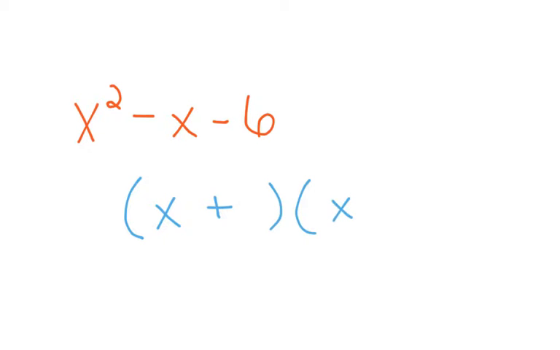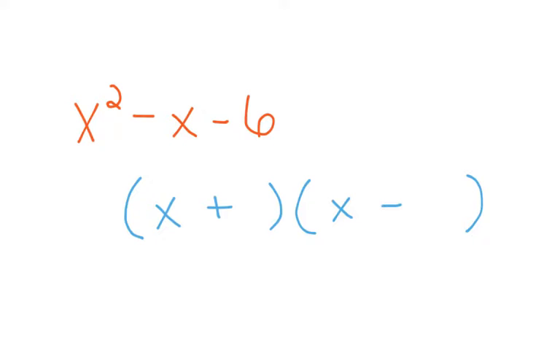So I'm going to do x squared minus x minus 6. Right away, you should notice that you're multiplying to get a negative c, which means I automatically know I'm going to have one of each sign. I'm going to have a positive, I'm going to have a negative.